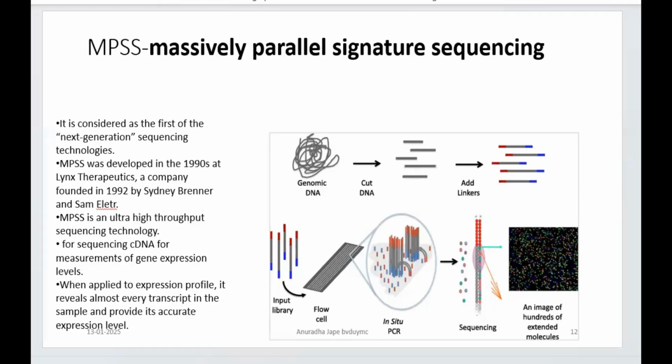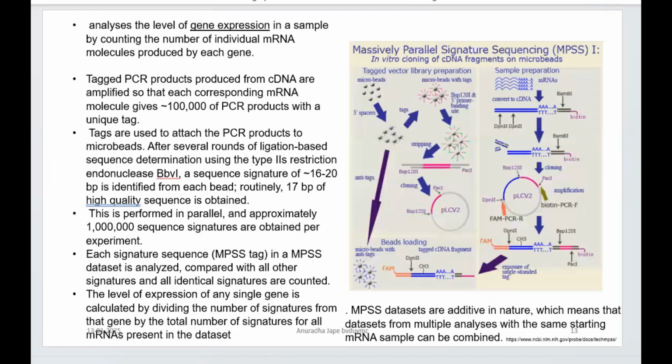So your gene has got expressed, it has produced the RNA. That RNA you are going to convert to its complementary copy, that is cDNA, and then it will be sequenced. So as many RNA copies as there are will tell you about the degree or efficiency of gene expression. All right. So that is MPSS, massively parallel signature sequencing, which is sequencing of cDNA for measurement of gene expression.